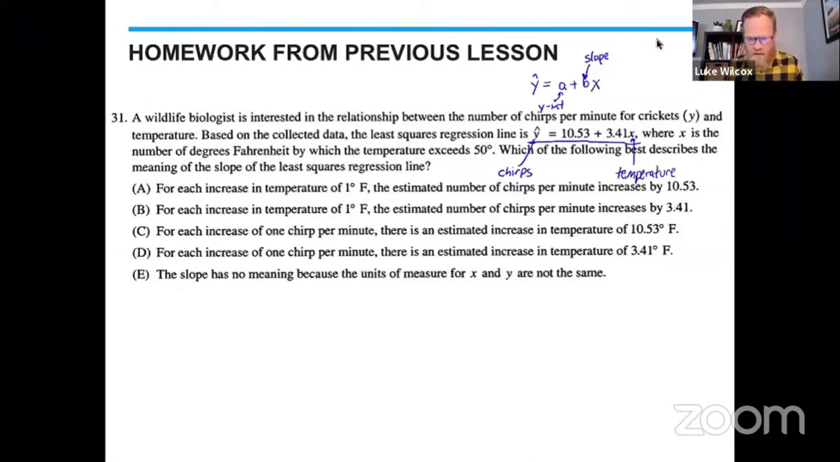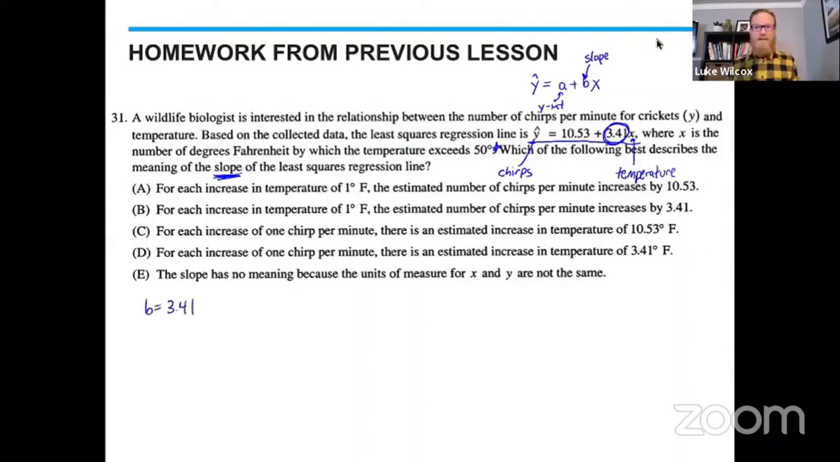Now let's get down to the question here. It says, which of the following best describes the meaning of the slope of the least squares regression line? Well, first things first, we need to know what the slope is. And we know that that is the b value, or the value that is attached to the x. So 3.41 is our slope value.